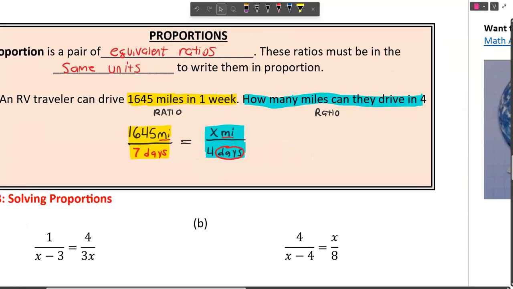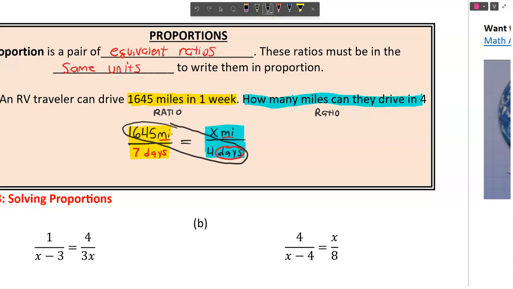And when we solve, we don't have to worry about the units. We're just going to focus on solving the math. What we use is a process called cross multiplication. So I'm going to cross multiply these diagonal terms, 1,645 and 4. That gives me 6,580. We're going to set that equal to the other cross product here, which is going to be x and 7, or just 7x. To solve then, we would just solve the equation by dividing both sides.